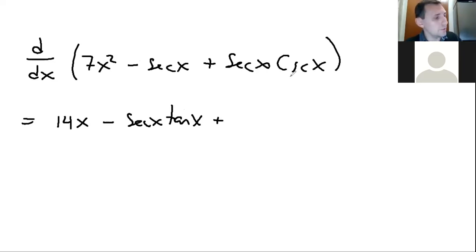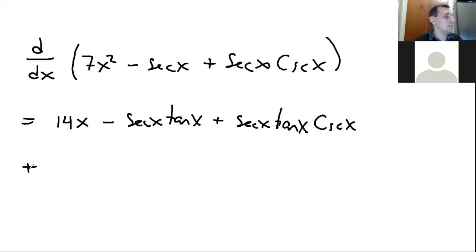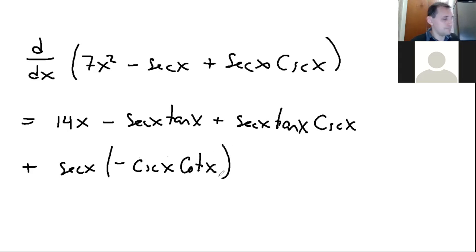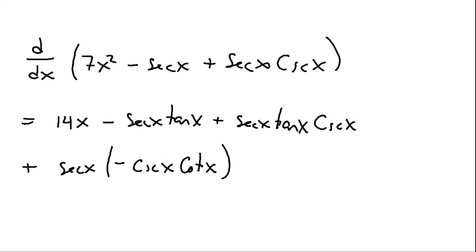And then plus, and this necessitates product rule. So the derivative of first function is secant x tangent x times cosecant x plus secant x, and in parentheses, derivative of cosecant is minus cosecant x cotangent x. And we can let it be. Okay. I hope it's all clear. Any questions before I move on?